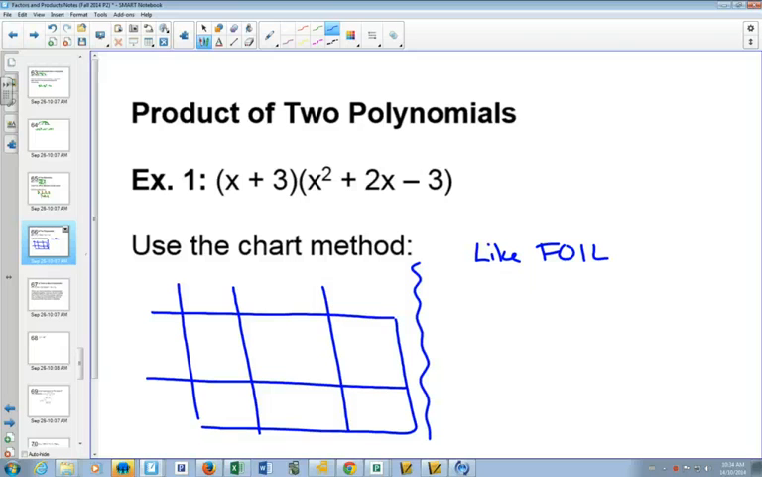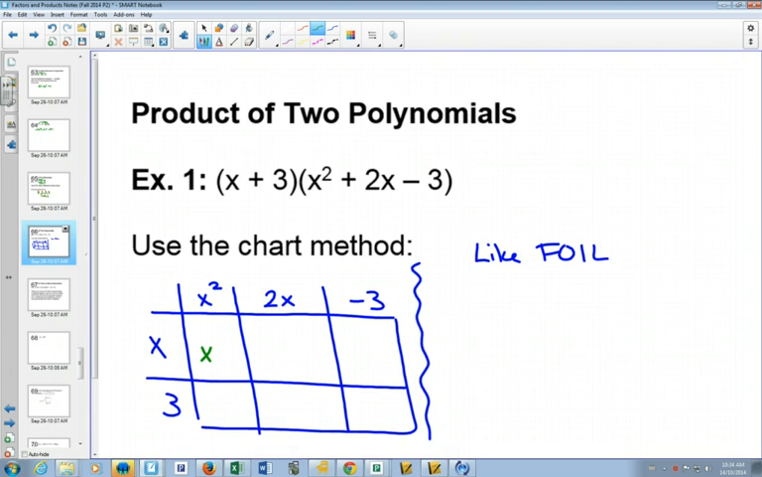So the chart method, we have x plus 3, so we'd write x and 3 on one side of a rectangle, and x squared plus 2x minus 3 on the other side. So we make an area, which is length times width, which is what we're doing when we're multiplying two things. It's like an idea of area. And then you just fill in each of the boxes like a multiplication chart.